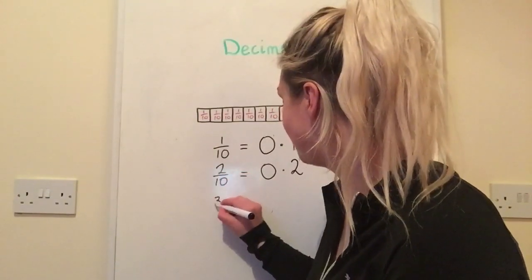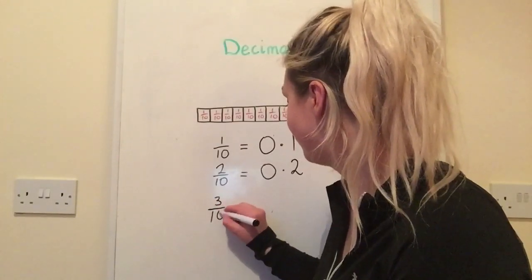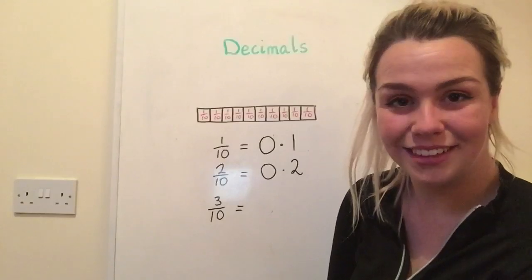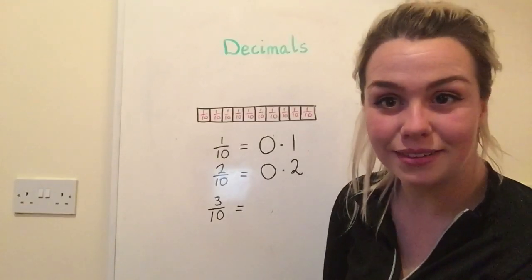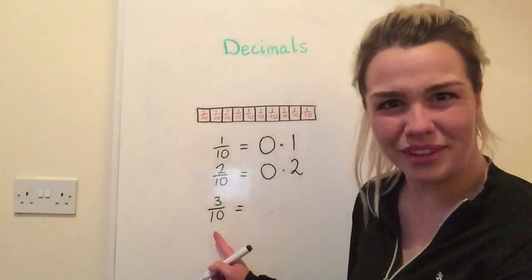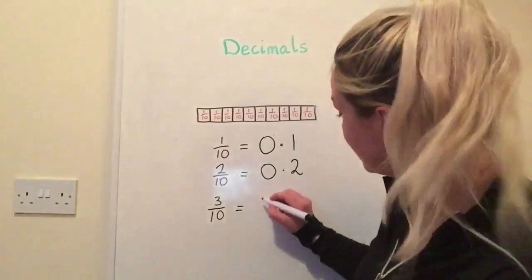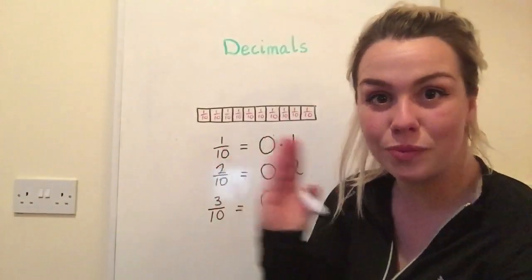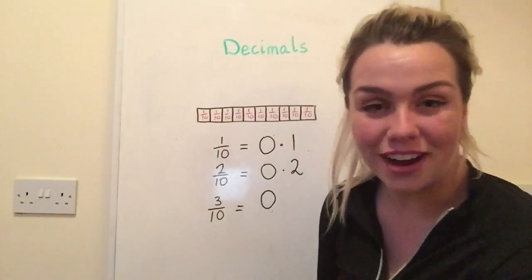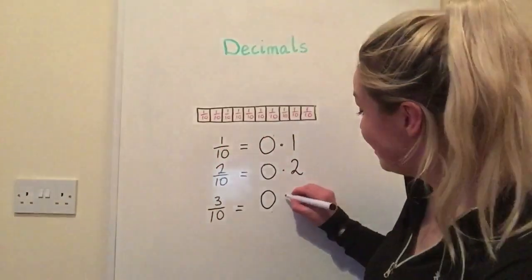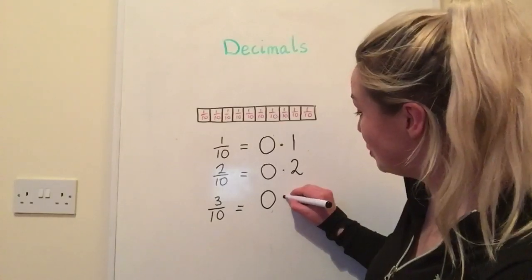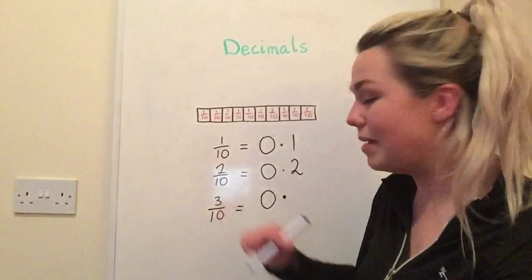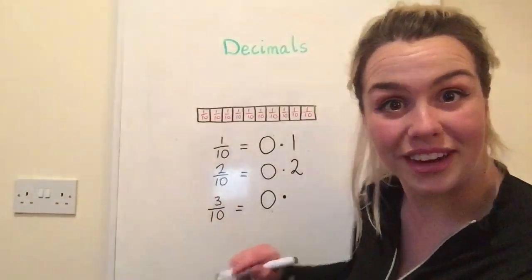If I had 3/10, how would I write that down, do you think? Would there be any whole numbers? 3/10. Is there a whole number there? Nope. So we put down 0. And then what do we put down to separate our whole numbers and our fractions? A decimal point goes in between. Very good. So 0 point, and then how many tenths are there? 3.